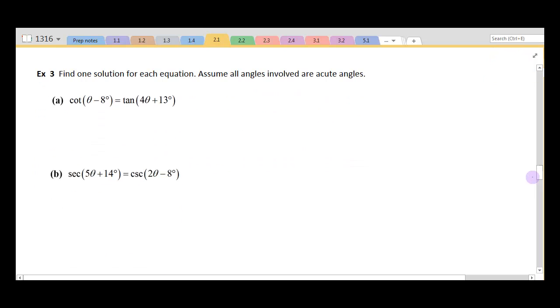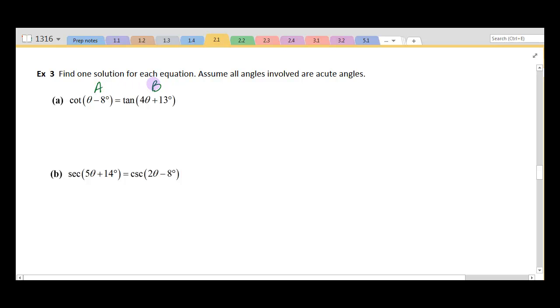Okay, so we're going to use that idea down here when we want to solve these equations, which is what we're being asked to do. Find one solution for each of the equations below, and we're going to start here with letter A. I know that cotangent and tangent are cofunctions of each other, and therefore I know that their angles would be complementary. So let's let cotangent's angle be angle A, tangent's angle be angle B, and remember they're not the same numbers, but because they're cofunctions of each other, their angles are complementary.